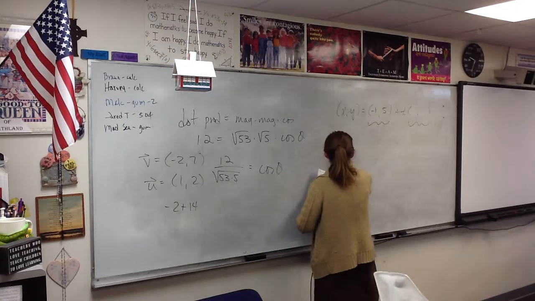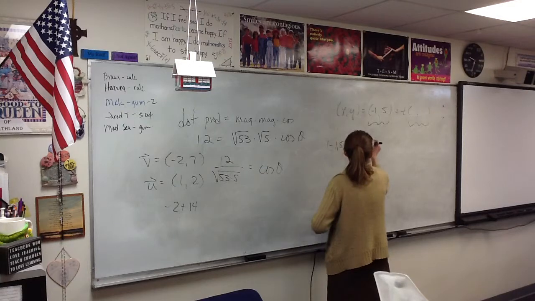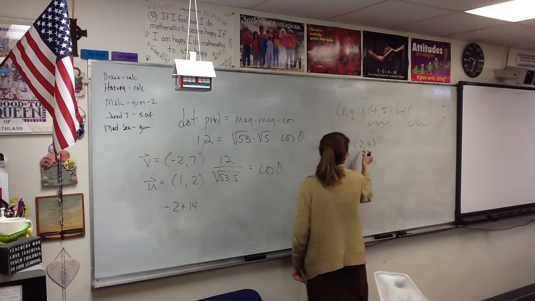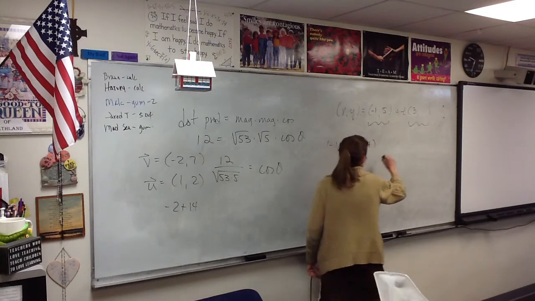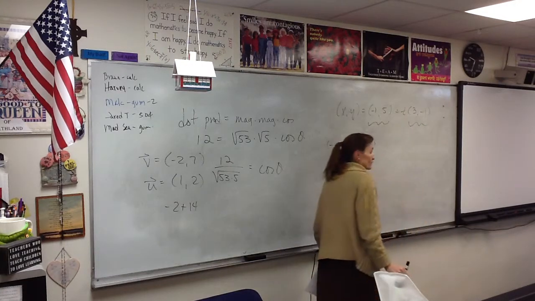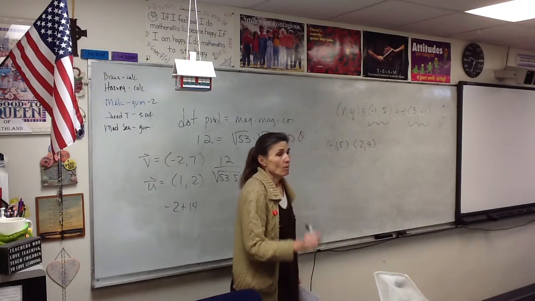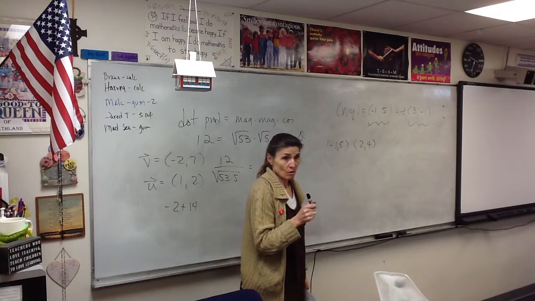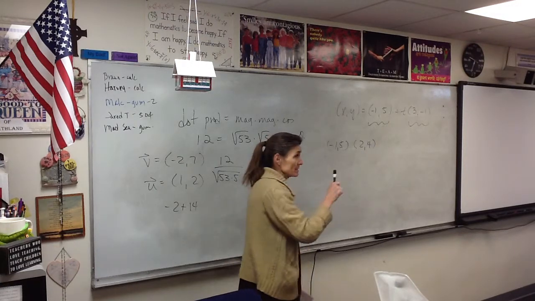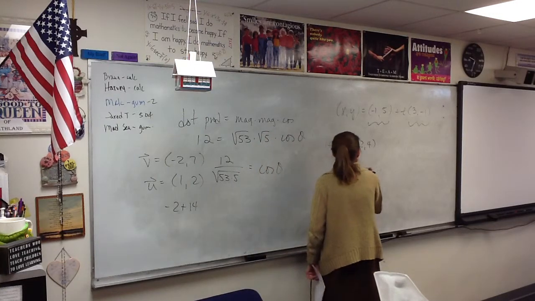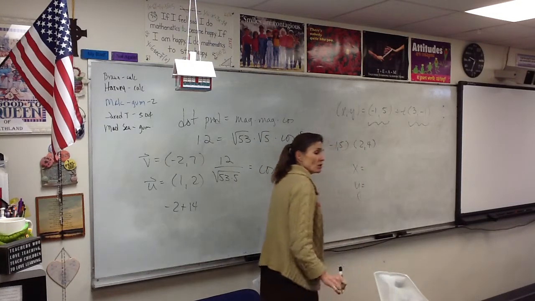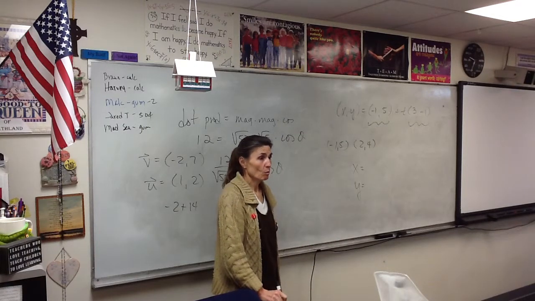So we're going from -1, 5 to 2, 4. So from -1 to 2 is 3. And from 5 to 4 is -1. Now, that's not the answer though. This is the vector representation of the line. We're supposed to have the parametric equations, which are x equals and y equals.